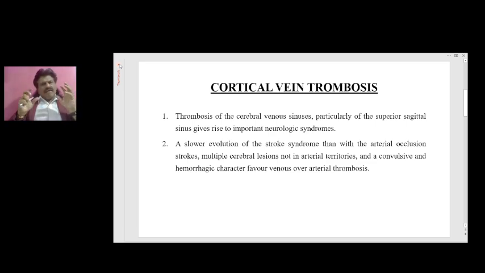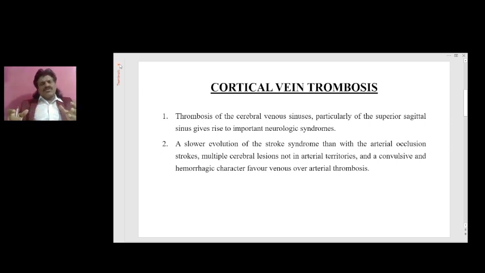Second, there are multiple cerebral lesions not in the arterial territories. If it is an arterial stroke, it is confined to one particular territory, either middle cerebral artery or anterior cerebral artery or posterior cerebral artery. But in venous thrombosis, it is not confined to a particular arterial territory. There are multiple cerebral lesions. So the first important differentiating point is that it is slower in evolution. The second is that it is not confined to a particular arterial territory. And the third point is that it produces more headache and convulsions.